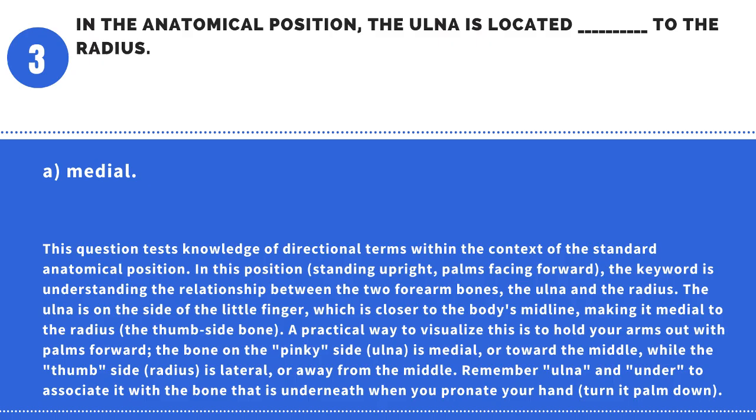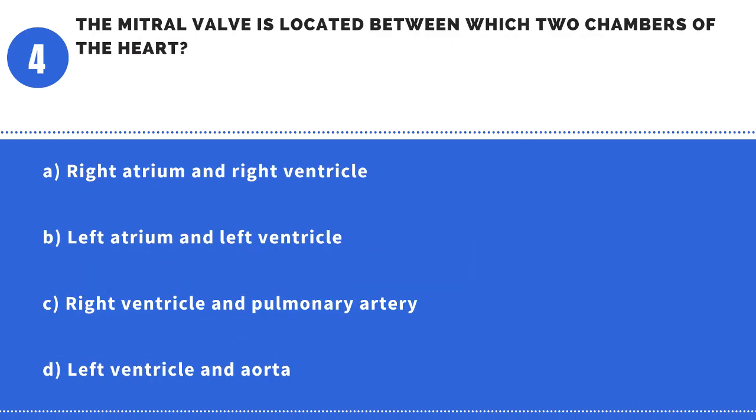Question 4. The mitral valve is located between which two chambers of the heart? A. Right atrium and right ventricle. B. Left atrium and left ventricle. C. Right ventricle and pulmonary artery. D. Left ventricle and aorta.